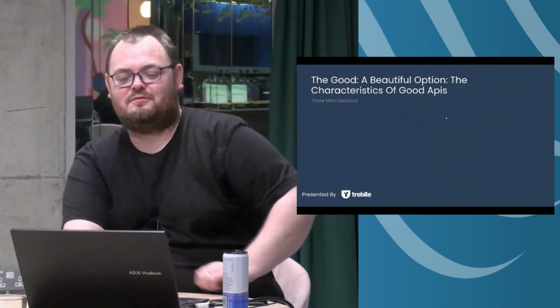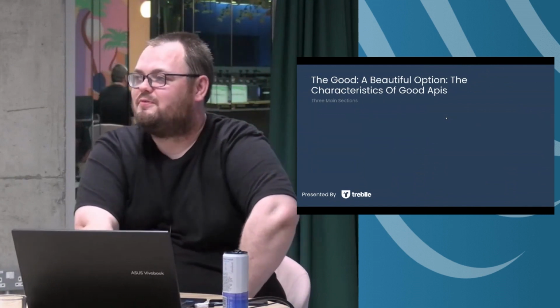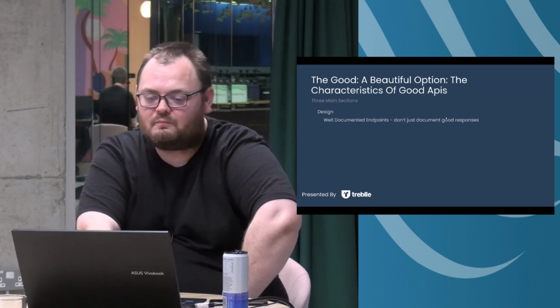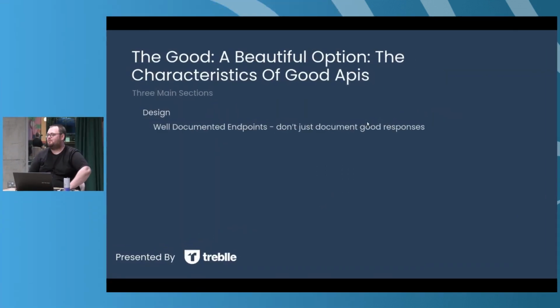So what are the characteristics of good APIs? Well, there's three main sections for me. The first one is design. So well-documented endpoints. Who's been to an API and has no idea what's happening in that API? I sure have. Tell people what your endpoints are. Give them half a chance. Multiple HTTP methods. Who's seen GETs that request a body? I have.